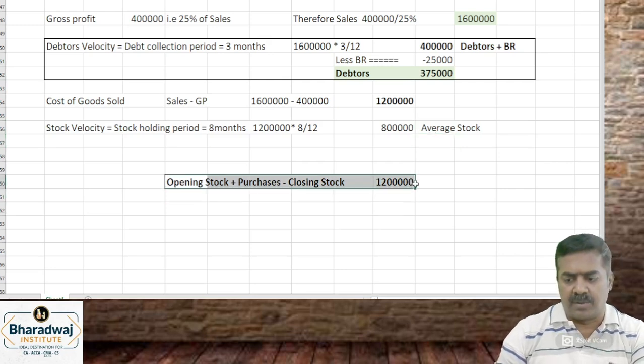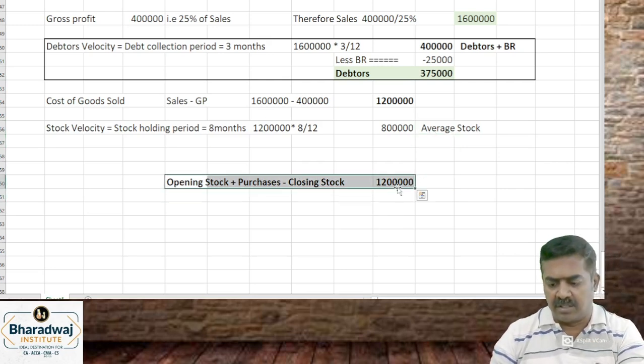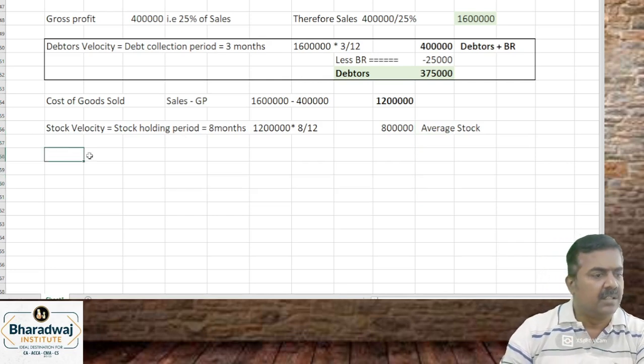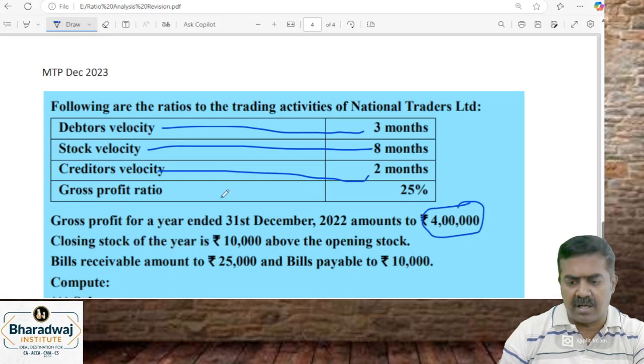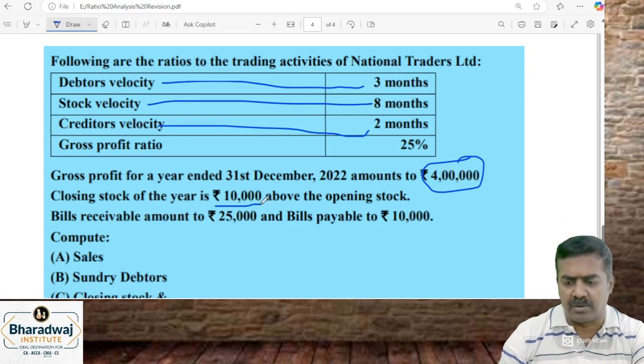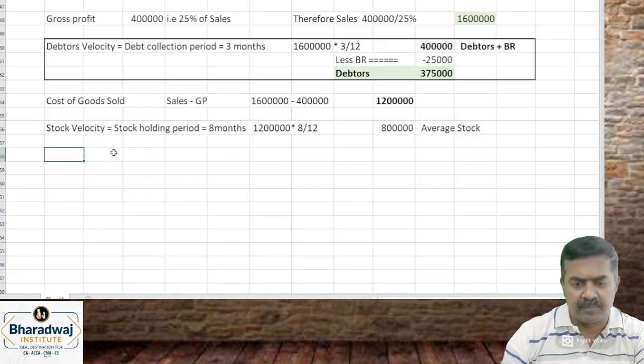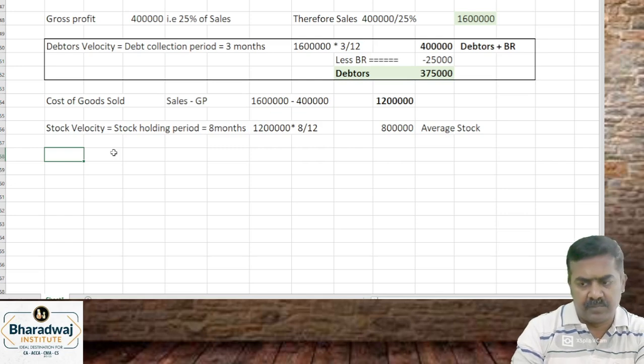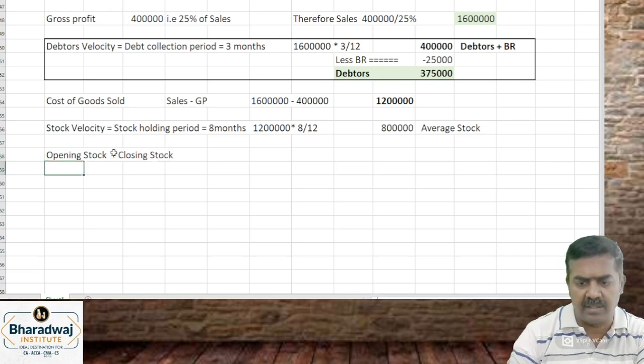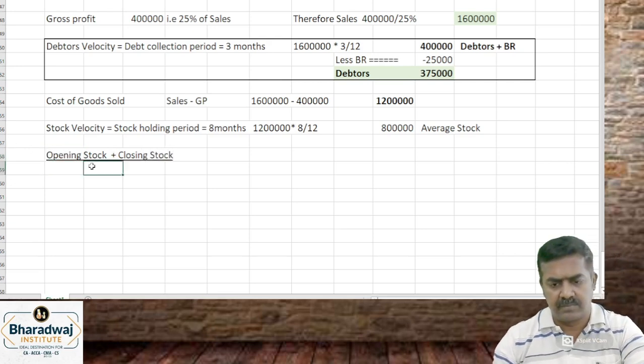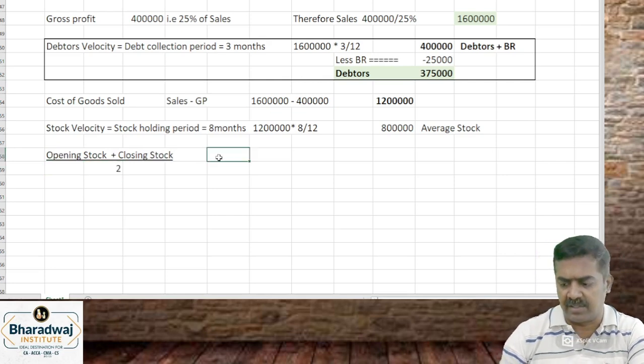It is given in the problem. என்ன கொடுத்திருக்காங்க? Closing stock is 10,000 more than the opening stock கொடுத்திருக்காங்க. Okay. So average stock 8 lakhs. Opening stock plus closing stock divided by 2 தான் the average stock. What is average stock? 8 lakhs.